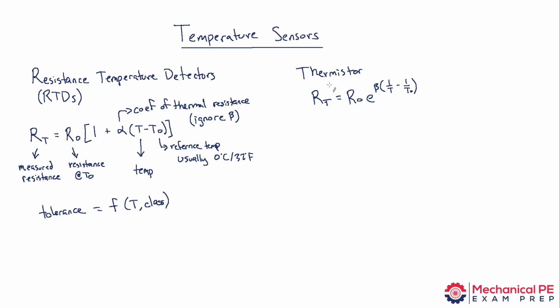And the variables are the same. R sub t is the measured resistance. R sub 0 is the resistance at the reference temperature. T sub 0 is the reference temperature. And T is the temperature that we're measuring. The only variable we haven't discussed is the constant beta. And beta is a function of the material that's being used in that thermistor, whether it's a semiconductor or a metal or an alloy. That value would have to be given to you by the manufacturer.